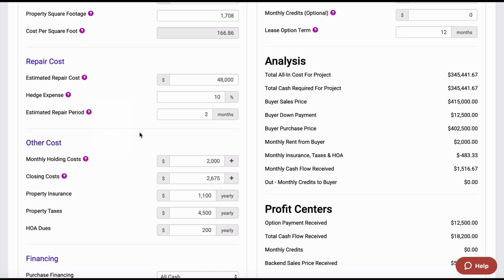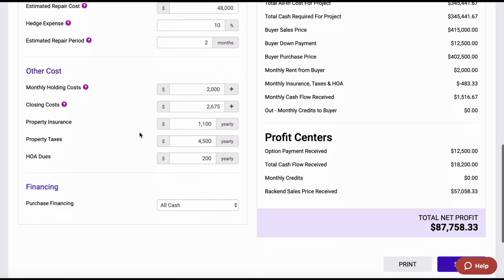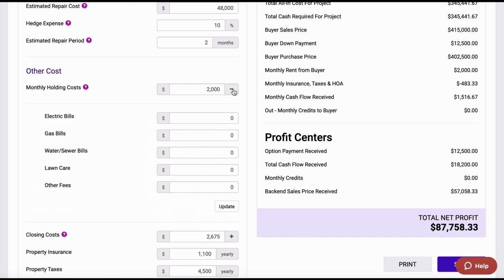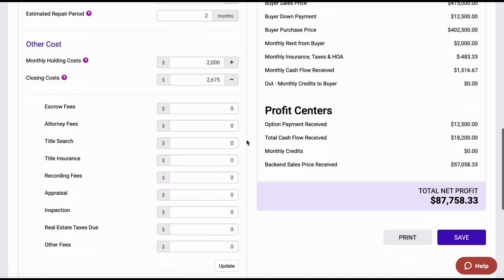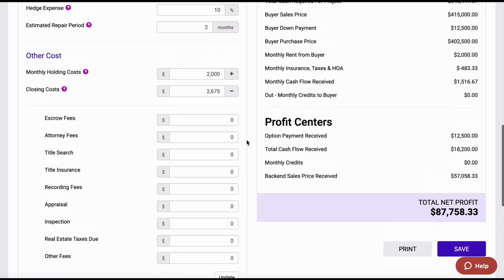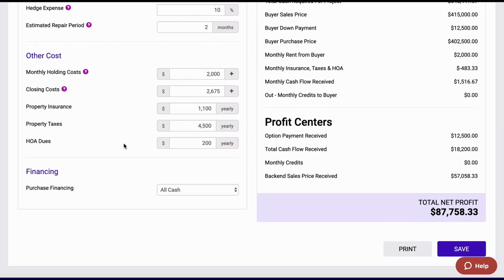Length of time to repair would be 2 months. Again, you would put in the length of time you feel that it's going to take to repair. Other monthly holding cost. Now you can click the plus symbol here, which you could get more defined and more accurate in each particular area here. I'm just putting in the total amount. Closing costs, exact same thing. You can click and expand this view and actually go through each individual expense there as well.